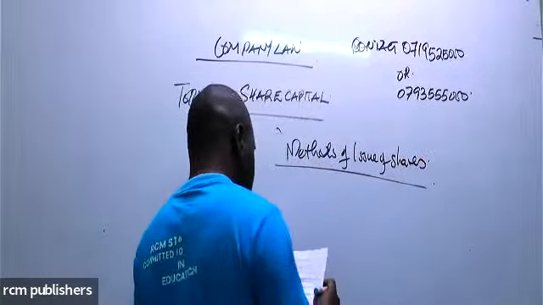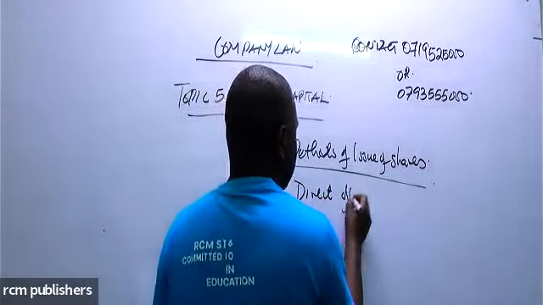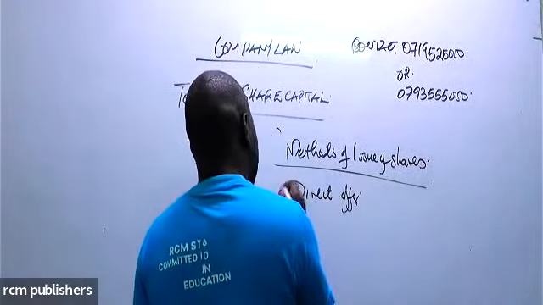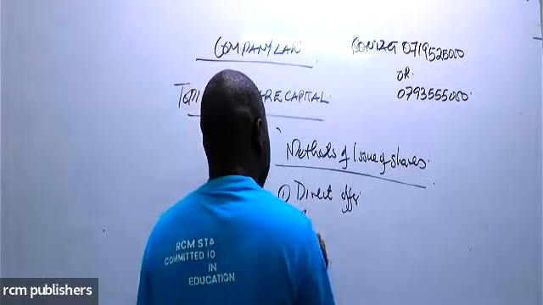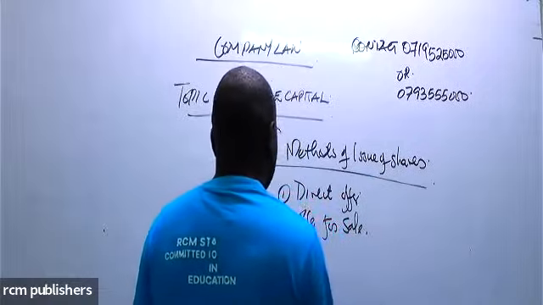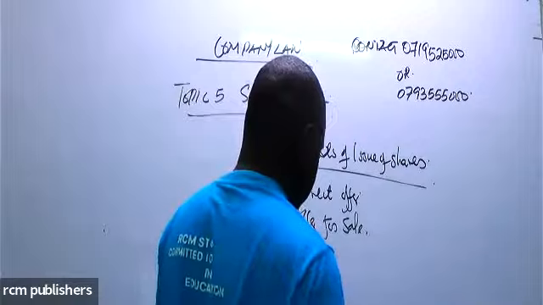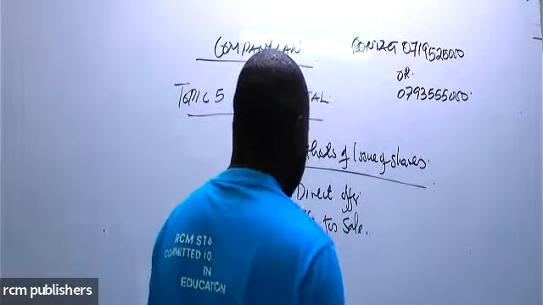So it can be what we call direct offer. It can be offer for sale. You can do what we call placing. Then you can have tendering.